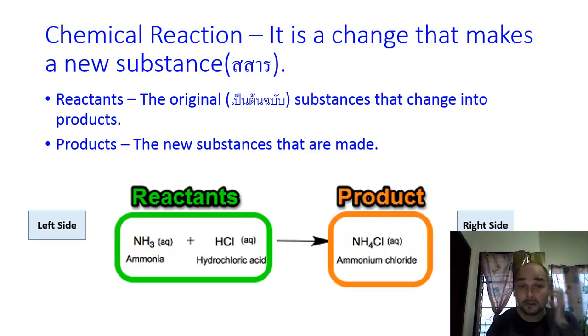The product in this case is ammonium chloride, NH4Cl. You can have more than one product. It's any new substance or substances that are made, and they're always written on the right side.